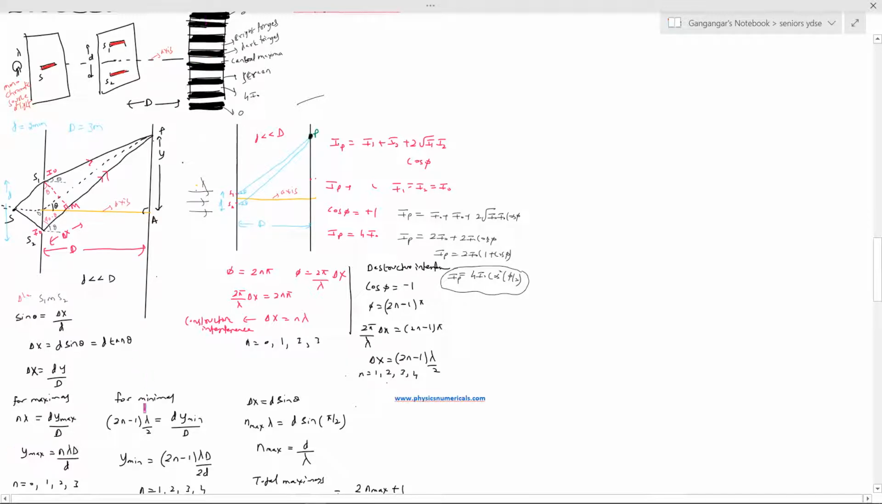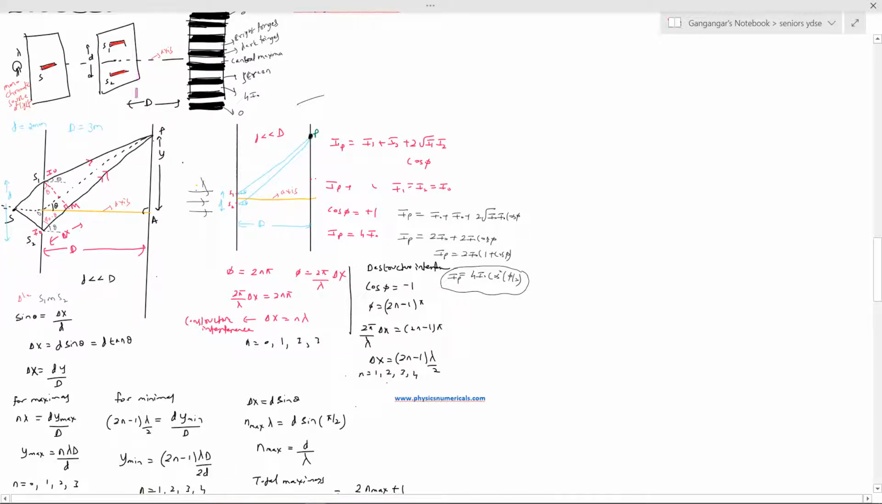Got it? Similarly, to locate the position of the dark bands, at dark bands the destructive interference occurs. If destructive interference occurs, what is the path difference? 2n minus 1 lambda by 2. So delta x must be equal to 2n minus 1 lambda by 2. Solving for y minimum, I'll get 2n minus 1 lambda capital D by 2d. For various values, put n equal to 1, 2, 3, 4, 5, 6, and you'll get the positions of the minimas.